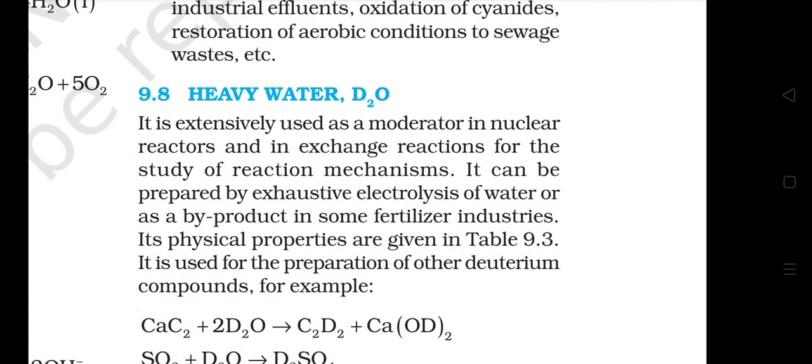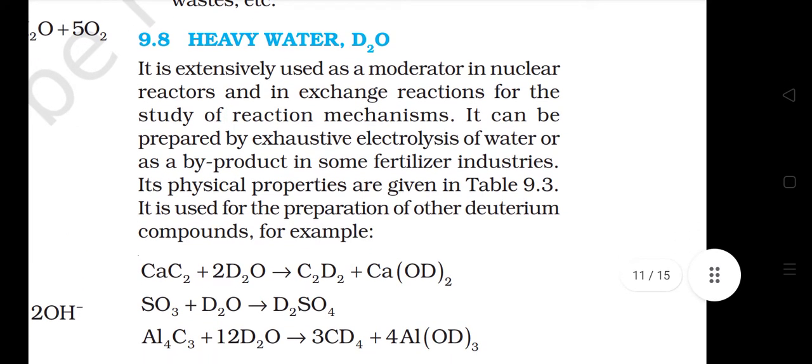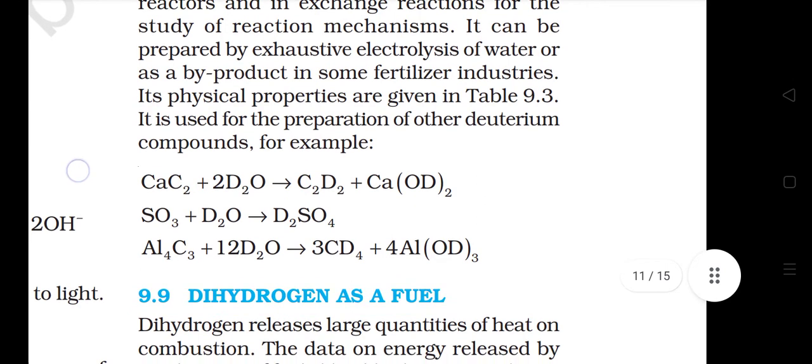9.8 Heavy Water, D2O. It is extensively used as a moderator in nuclear reactors and in exchange reactions for the study of reaction mechanisms. It can be prepared by exhaustive electrolysis of water or as a byproduct in some fertilizer industries. Its physical properties are given in table 9.3. It is used for the preparation of other deuterium compounds.